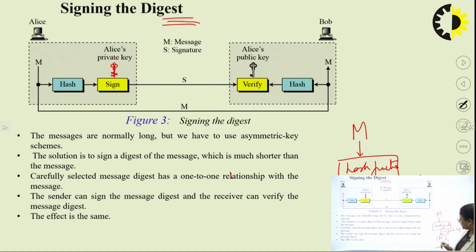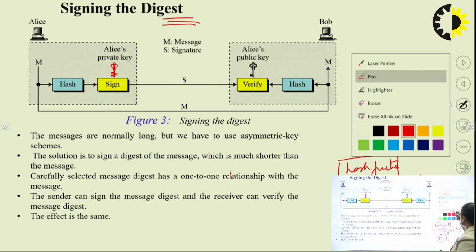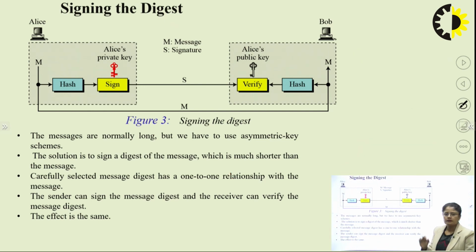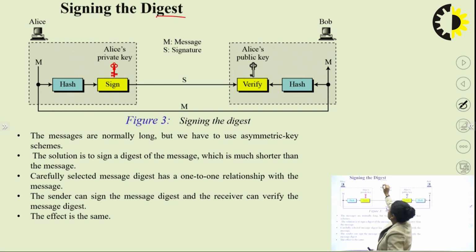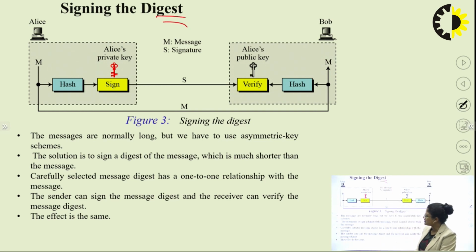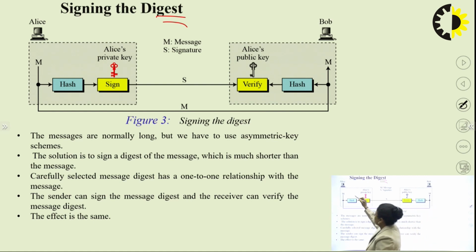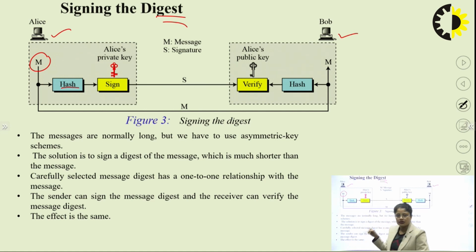Now, the point I'm trying to underline is that we can use the digest for signing. What does it mean? It means we have Alice. Alice is the sender, Bob is the receiver. Alice wants to send the message M. So what Alice does is perform a hash on the message, applying a hash function to the message.